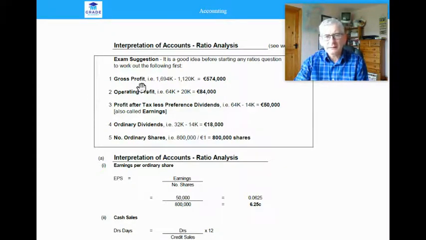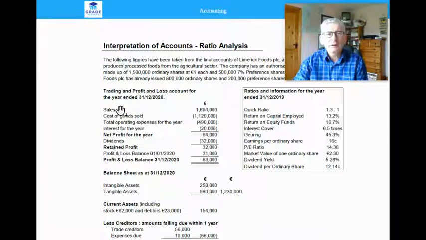In doing this, you're getting the question underway. You're getting the confidence up. And anyway, these are figures you're probably going to need when you're answering the questions. So I would say it's the foundation of the question for me to get these figures sorted. So how do we work out the gross profit?